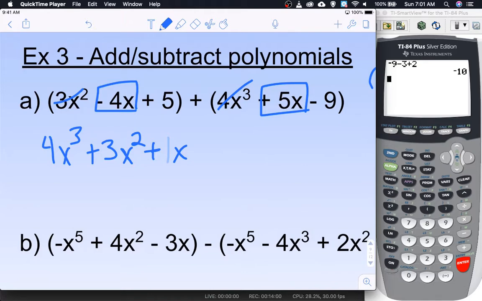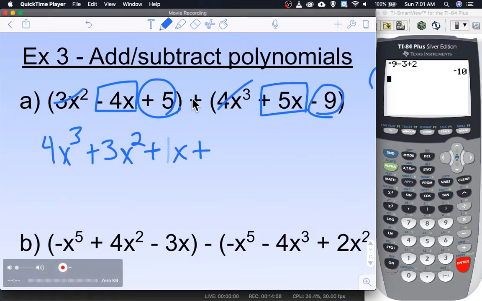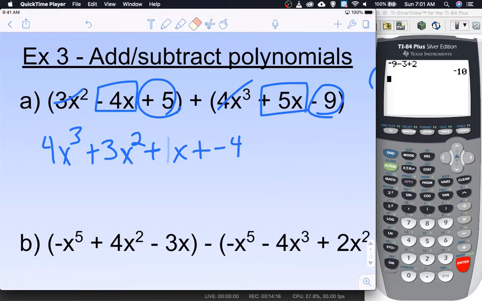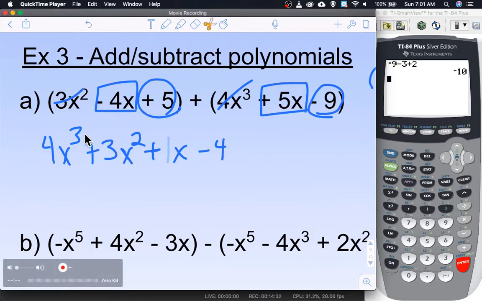And now the things that don't have an x, they're called constants. So we've got this one here and that one there. So 5 and negative 9 give us negative 4. So I should probably get rid of that little plus sign. And there we are. That's what this would be when we added everything together. We combined like terms. Only the things that have the exact same variables, including the exponents, can be combined together.